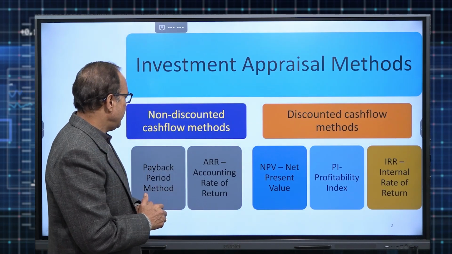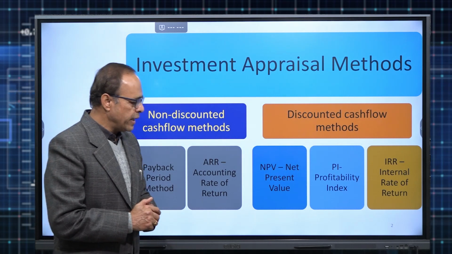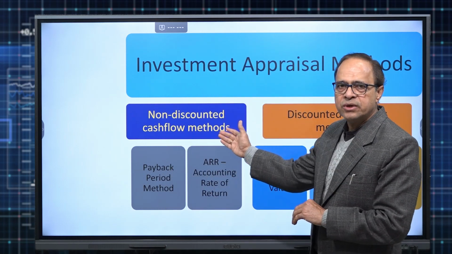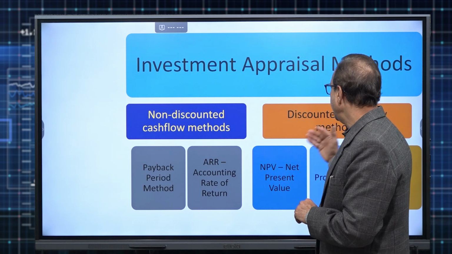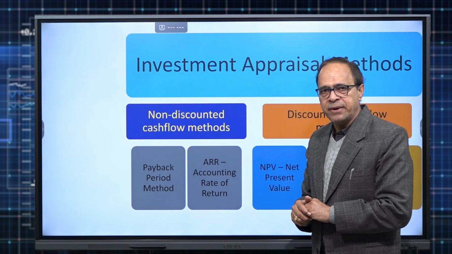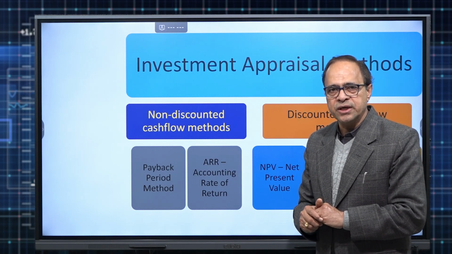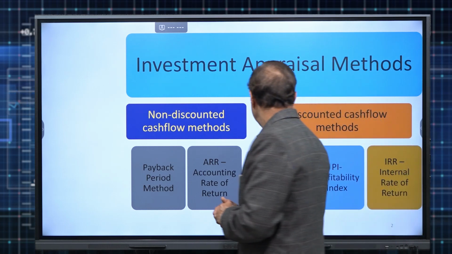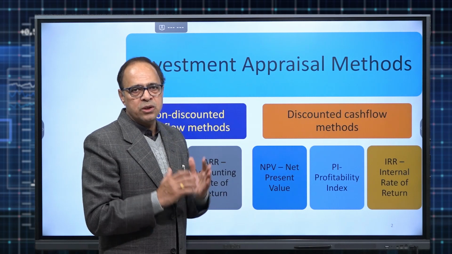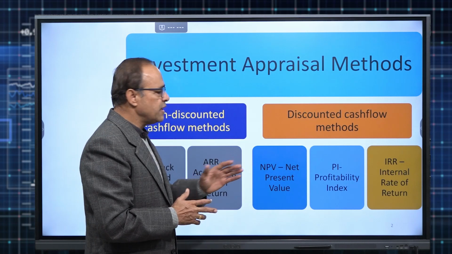Before that, let us look at the things. Investment appraisal methods, or popularly known as capital budgeting techniques. Two categories are there: non-discounted cash flow techniques or methods and discounted cash flow methods. Under non-discounted, the payback period method we practiced, and the ARR method, that is average rate of return or accounting rate of return, that also we practiced. Under discounted cash flow techniques, we will be understanding three methods. Although there are many more methods also, for your course curriculum only these three are relevant.